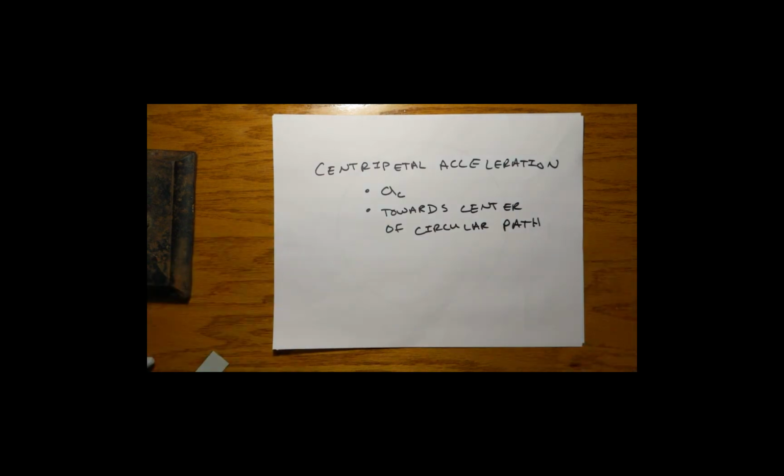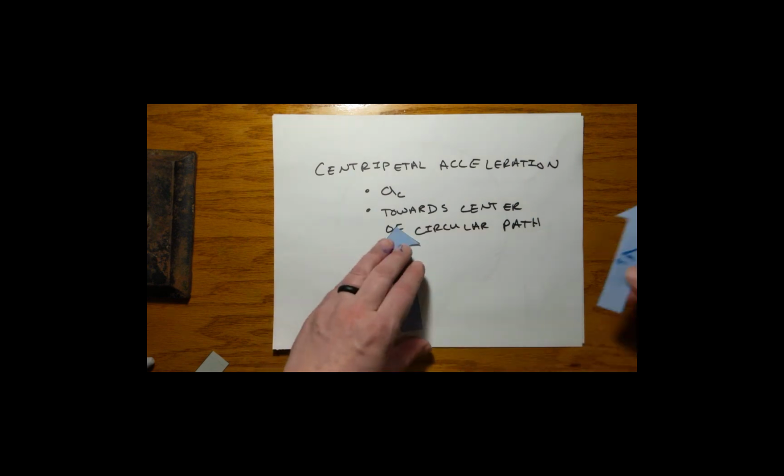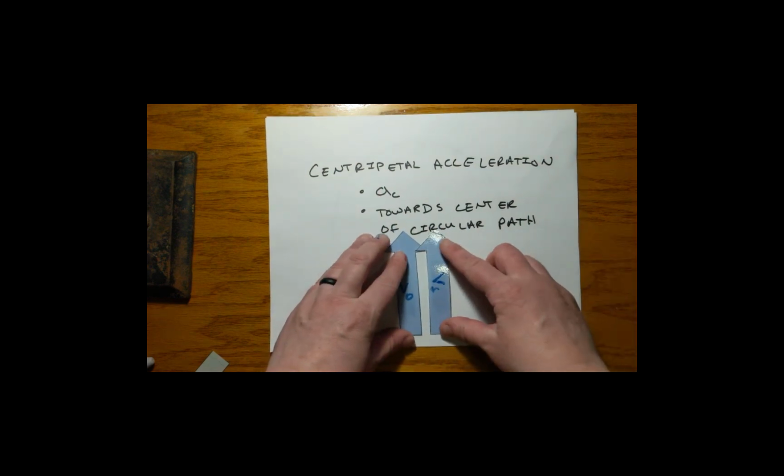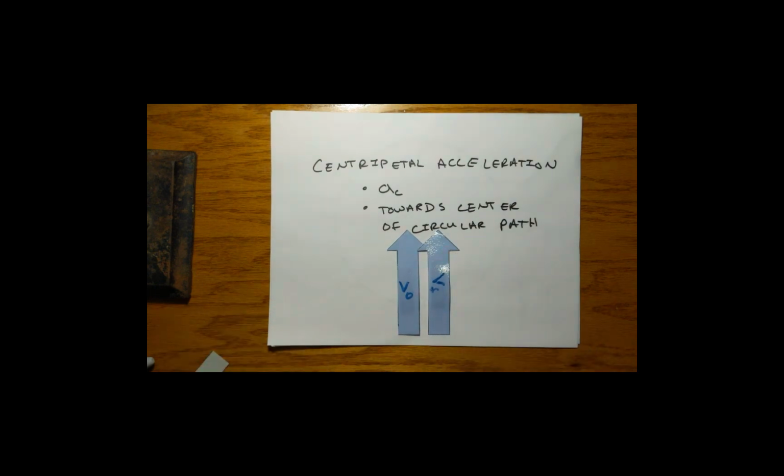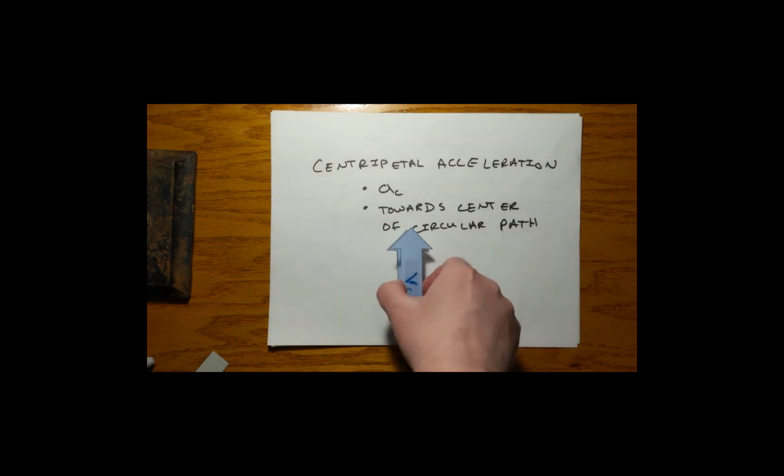And even if the object has a constant velocity, like these two vectors are the same length, so the magnitude or the amount, the number of centimeters or meters per second of that tangential velocity was constant, but because the direction changed, there was some centripetal acceleration.